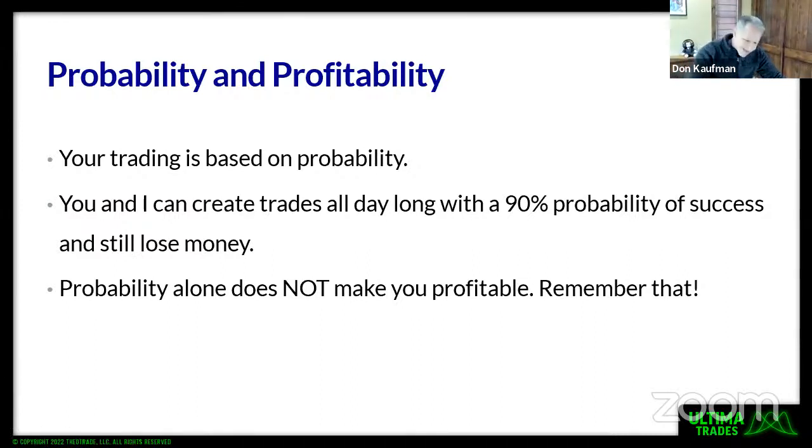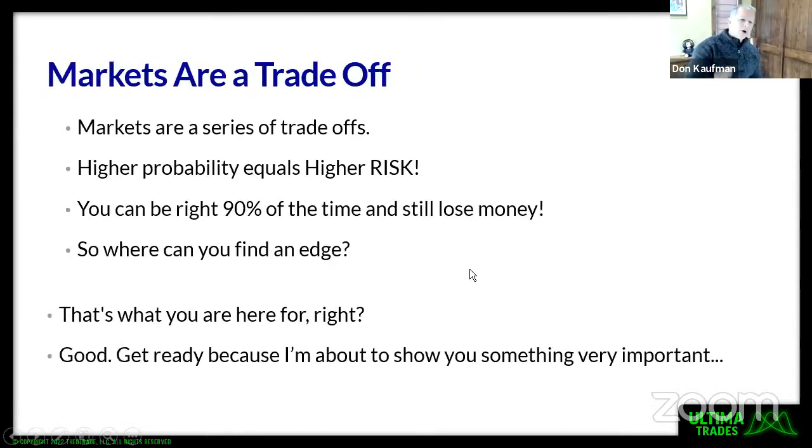Never let anybody tell you the probability of being right is how you're going to make money, because that's crap. It's 2022. Again, I cannot stress to you enough, this is not 20 years ago when you didn't have technology at your fingertips. You got to know that probability alone does not make you profitable. I will show you what makes you profitable: markets are a trade-off. Markets are always a series of trade-offs. Higher probability equals higher risk. You can be right 90% of the time, but you can still lose money.